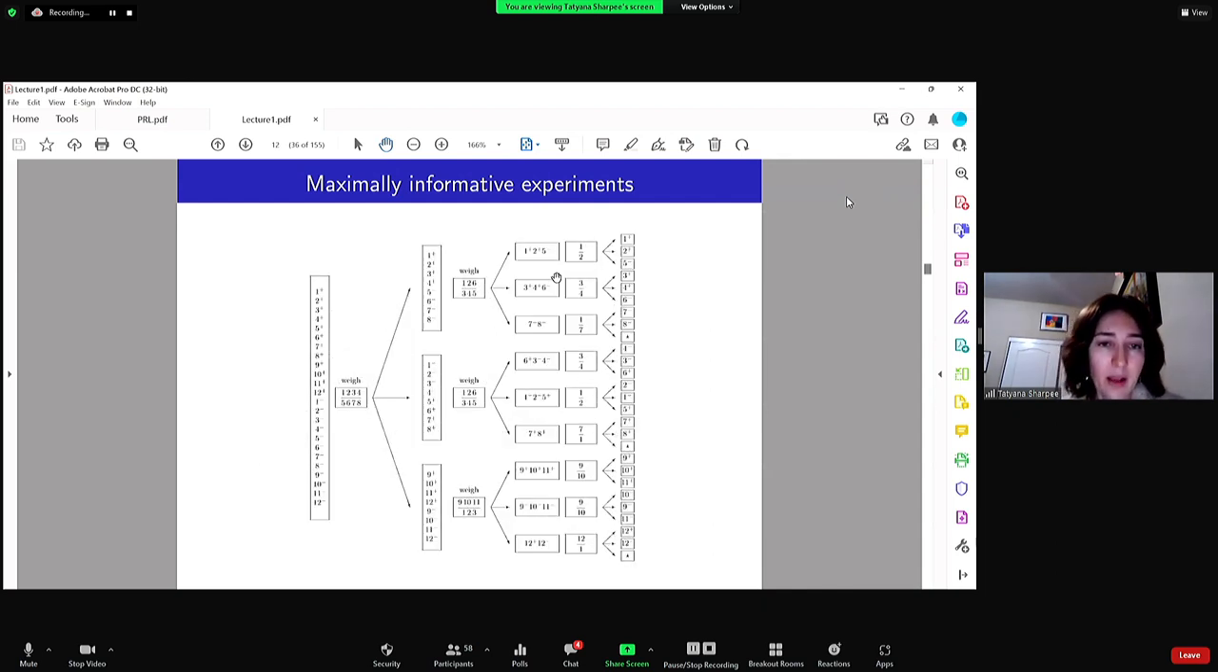For example, we have our 12 weights, and the possibilities are: either one weight is heavier or lighter, or a second weight is heavier or lighter, or a third, and so on. So suppose we weigh not all weights, but four of them versus another four. If one side is heavier, it could be that one of 1, 2, 3, 4 is heavy, or one of 5, 6, 7 is light. Or it could be that 1, 2, 3, 4 is lighter and 5, 6, 7 is heavier.